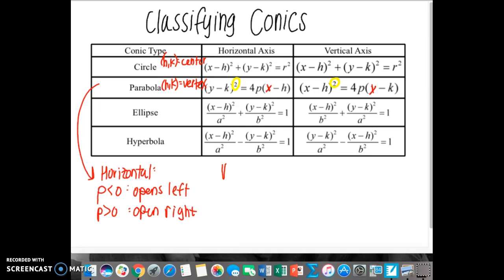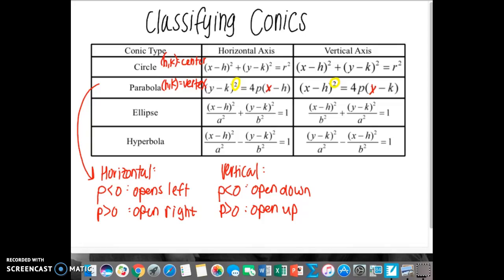If we have a vertical parabola, then we know that if p is less than 0, our parabola will open down. And if p is greater than 0, the parabola opens up. Again, it's very important to be sure that the k value always belongs with the y and the h value always belongs with the x, no matter where the squared term is.